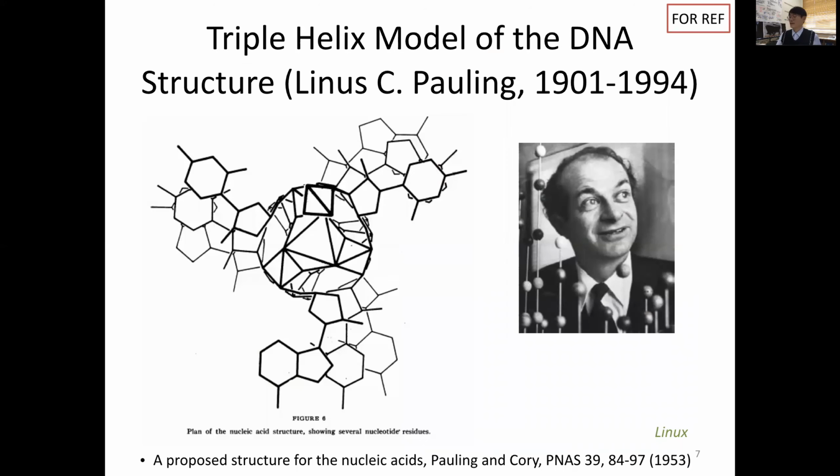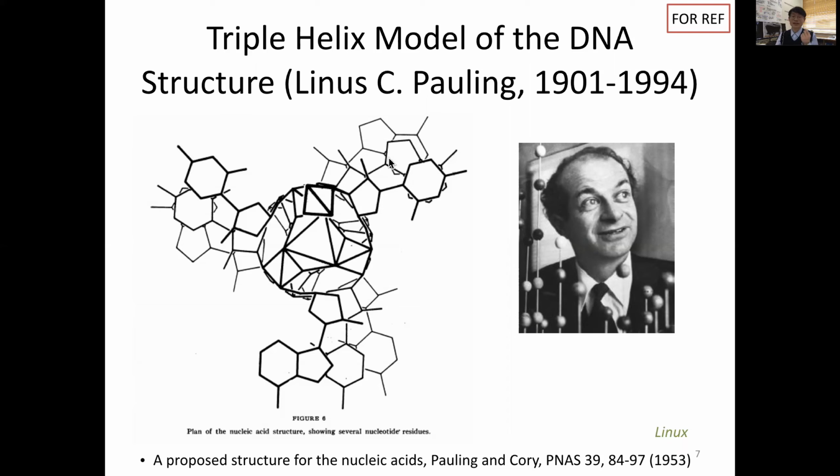And remember that the Nature paper is 1953. That was earlier than Linus Pauling, who was a Nobel laureate and one of the founders of the field of quantum chemistry and molecular biology. He proposed a nucleic acid structure, and you look at this. So here goes this nucleic acid structure. Several nucleotide residues are outside.